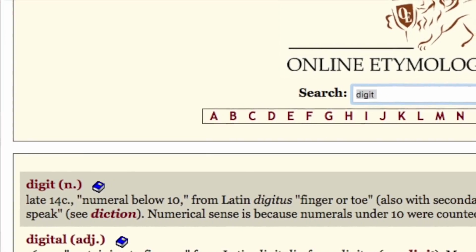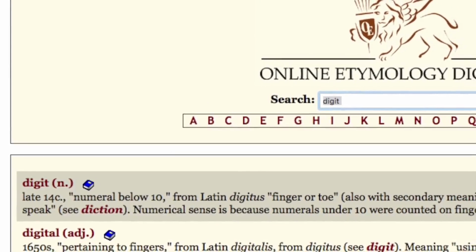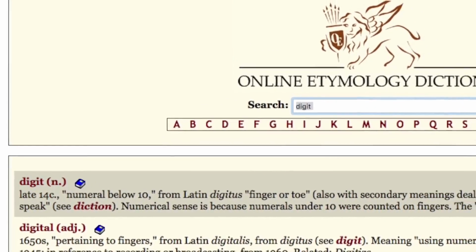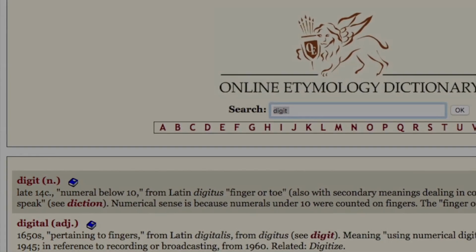It's also important to note here that the word digit comes from the Latin word digitus, which literally means finger, further emphasizing the importance of the mathematics of one's hands.